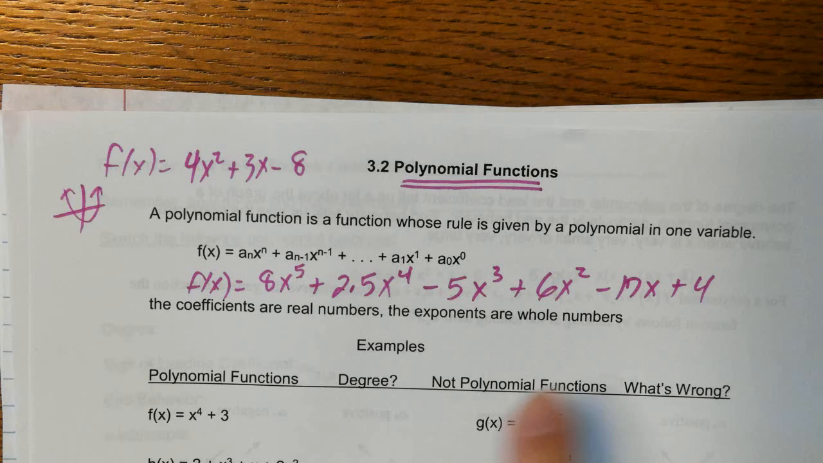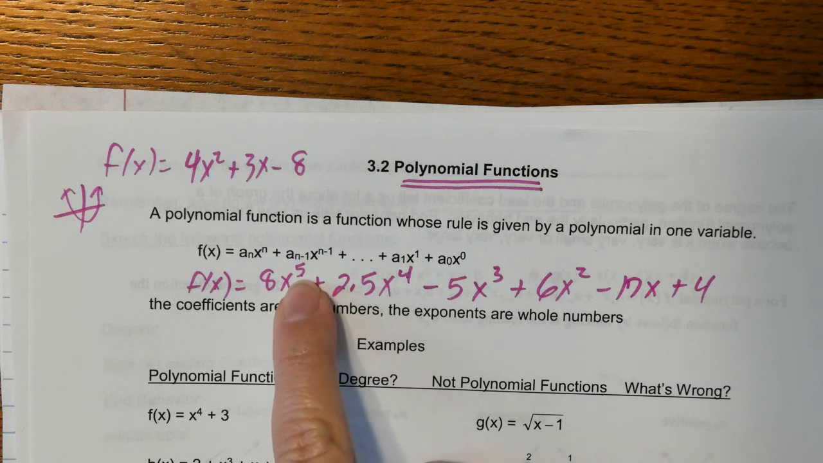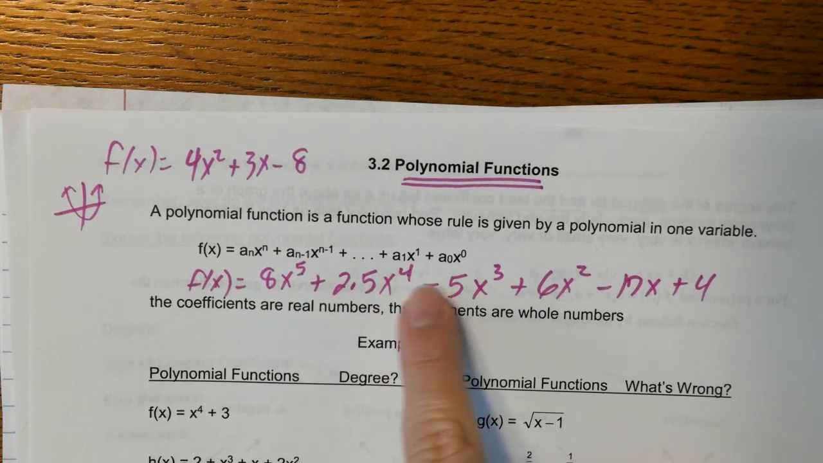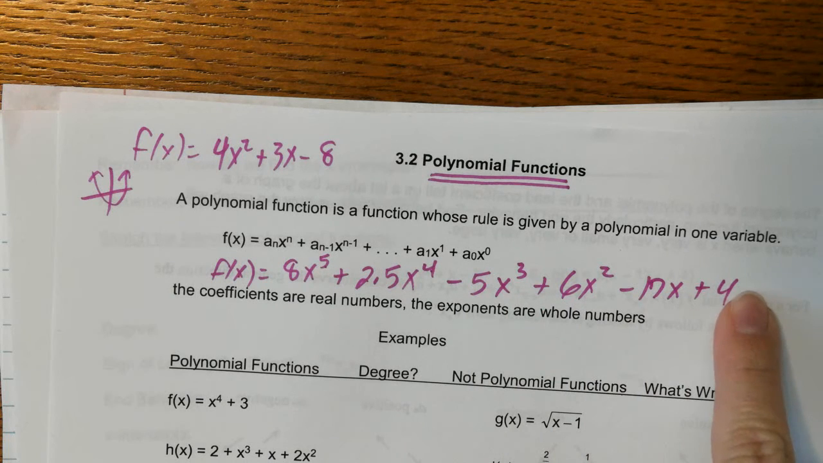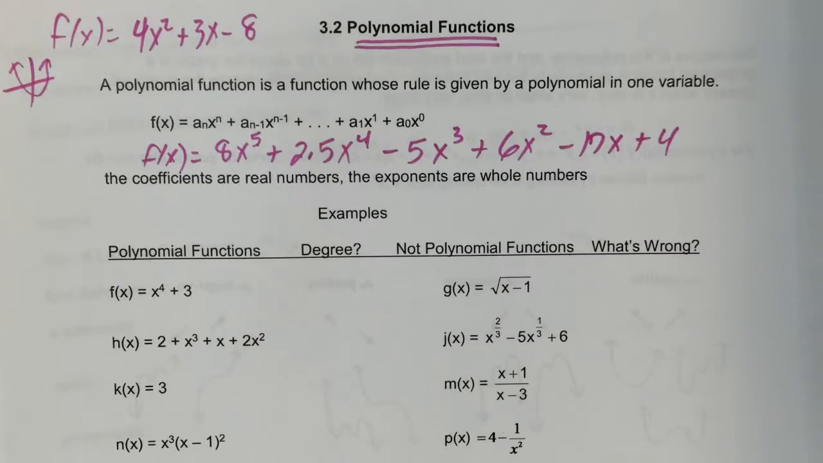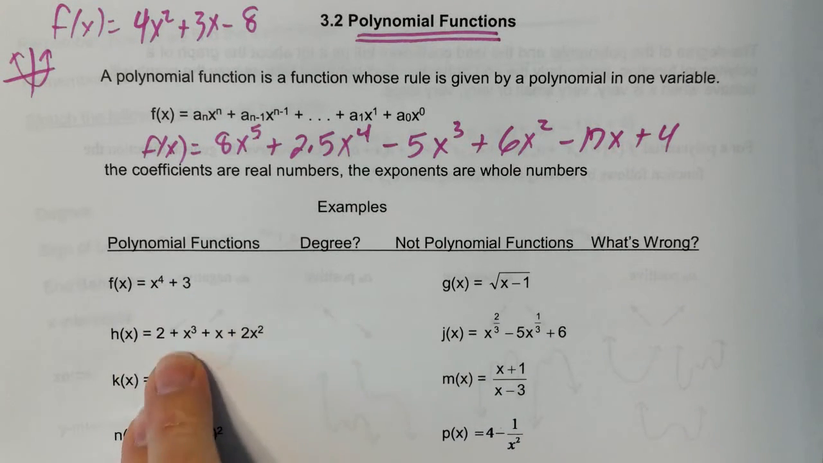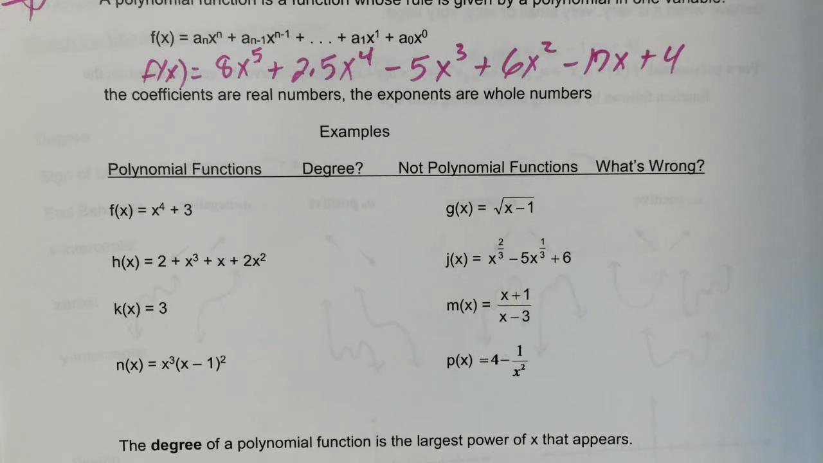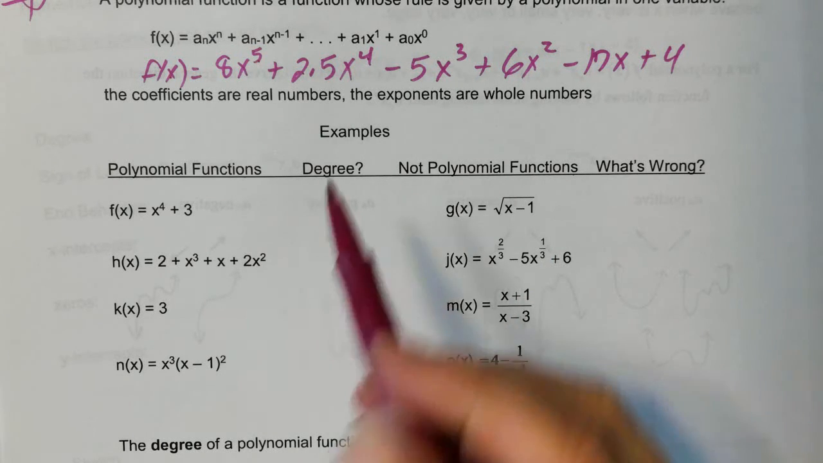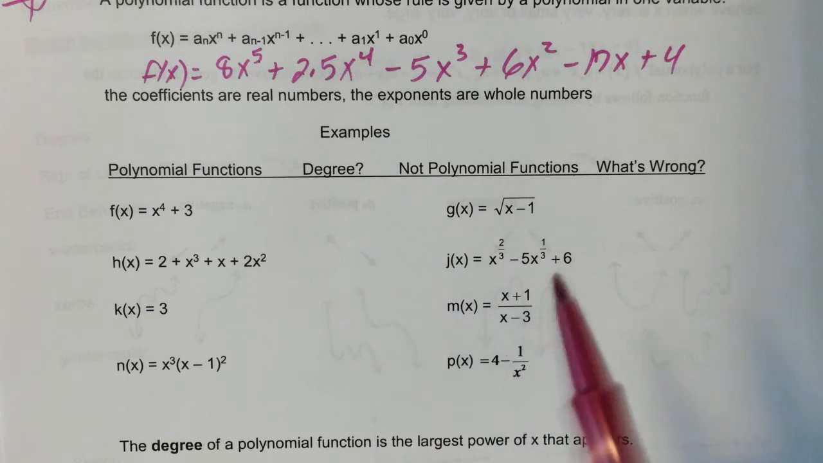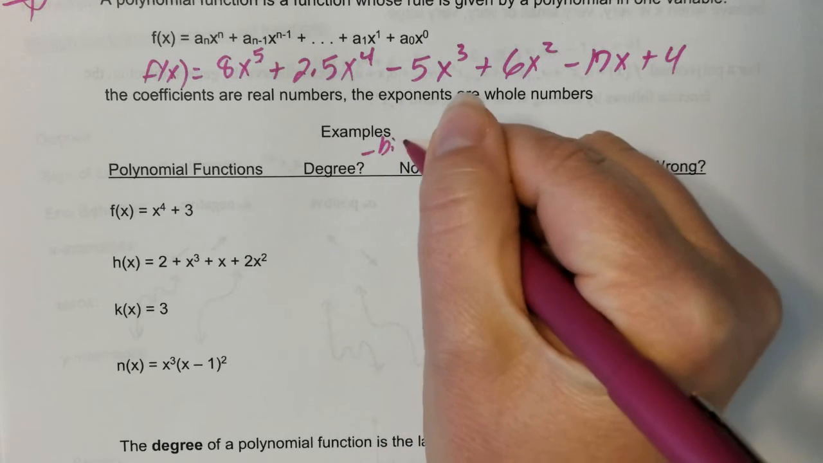Okay? So this is just saying, hey, you can start your exponent at whatever number you want and work your way down until you don't have any variables at all. Okay? All right. Couple of examples here. These are all polynomial functions, and then these are not polynomial functions, and let's talk about why, okay? One thing I need to mention is the term degree. The degree is the biggest exponent.